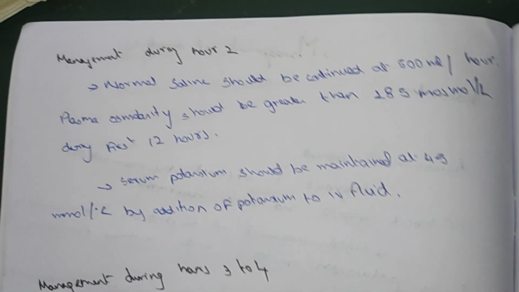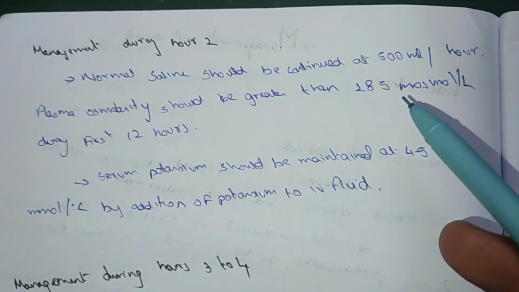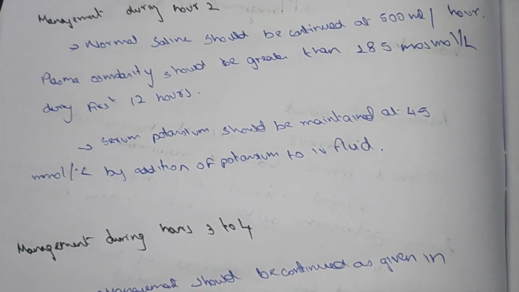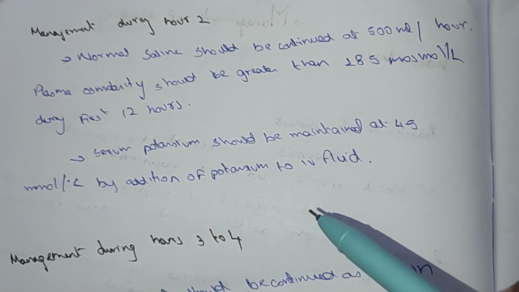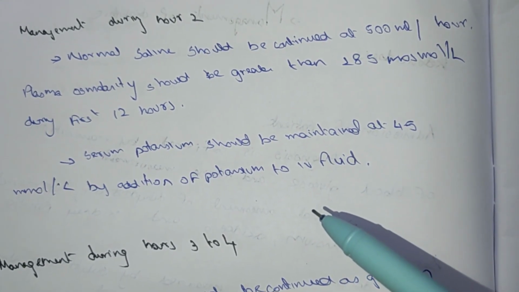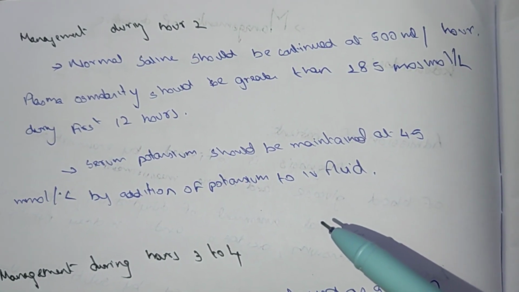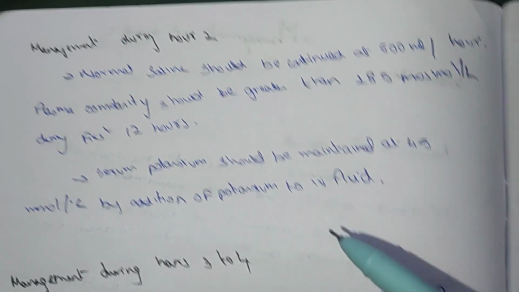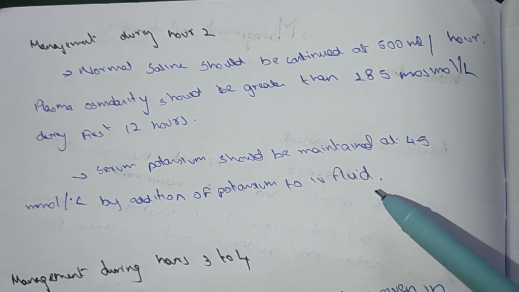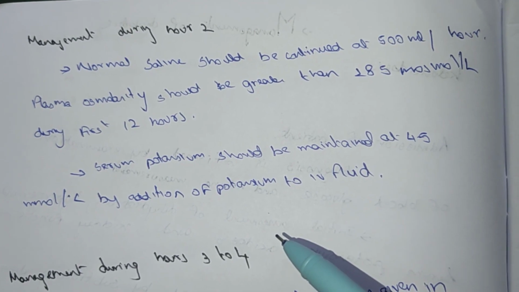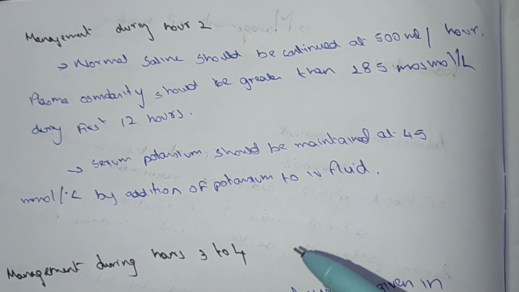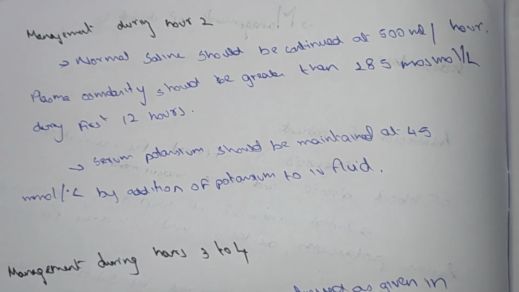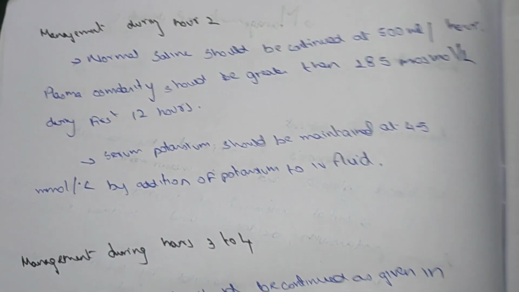Management during the first hours: normal saline should be continued at 500 ml an hour. Plasma osmolarity should be greater than 285 osmol per liter during the first 12 hours. The serum potassium should be maintained at 4 to 5 milliosmol per liter by adding potassium to the IV fluid.